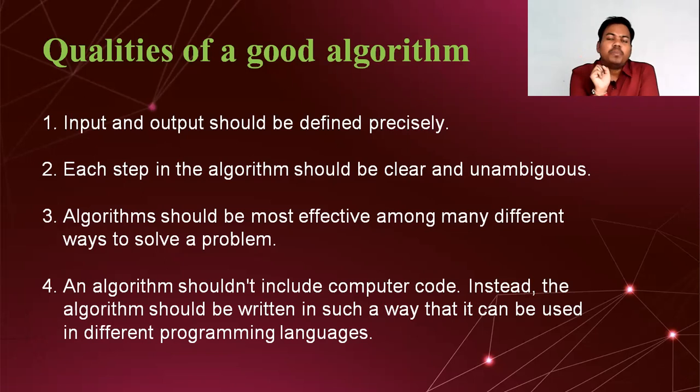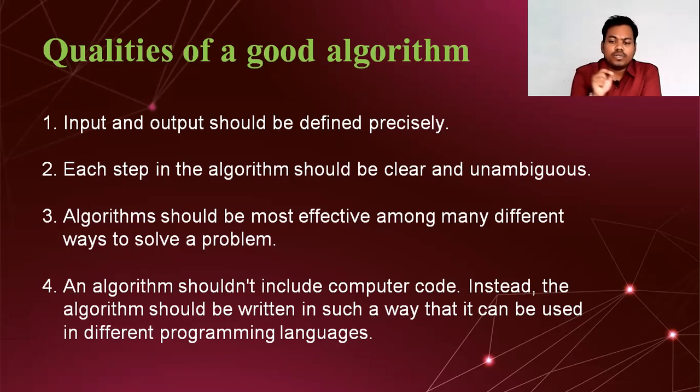Suppose in a software company I am writing a program and you are also an engineer there. Suppose I have written an algorithm and I give it to you, and on the basis of that algorithm you have to design the software. So it should be understandable to you also. The algorithm should be such that any other programmer can read it, right? Not only a programmer, a user or any other person should also be able to understand it, so it should be written in such a language that anybody can easily understand. Input and output should be defined precisely.